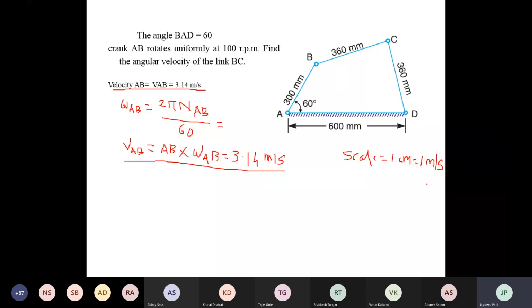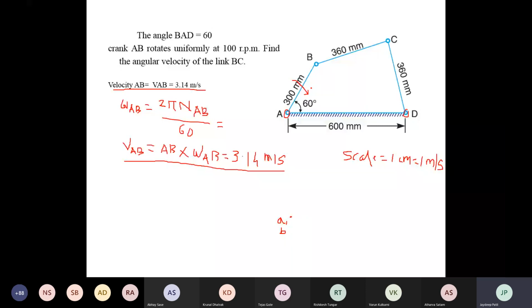The next step is you have to locate the fixed points. There are two fixed points, A and D. You have to take down both points at the same location. The notations for the vector diagram are small letters a and d. Now see the direction of rotation of the input link AB. The input link rotates uniformly at 100 rpm, but the direction of rotation is not given. You have to consider it rotating in the clockwise direction.